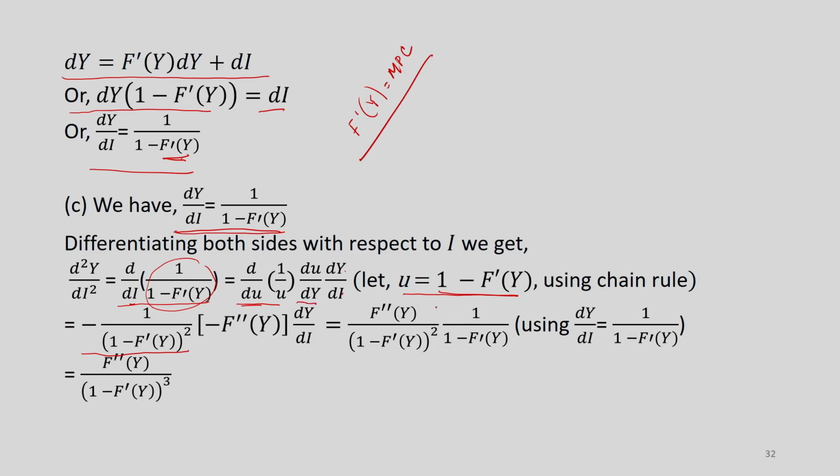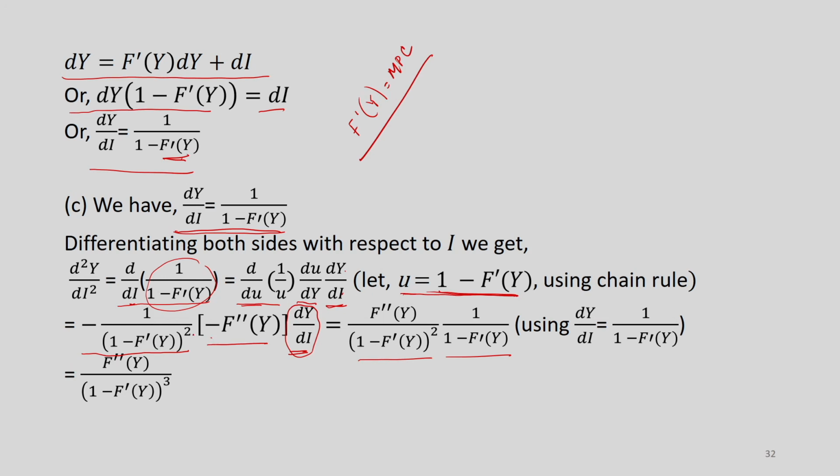So I have to take the derivative of this with respect to y, and that will be minus f double prime y, which is coming here, multiplied by dy/di, and this is repeated here. Then I simplify it a little bit. I use the fact that dy/di, which is nothing but the investment multiplier, is equal to 1 divided by 1 minus f prime y. So this is what it is turning out to be.